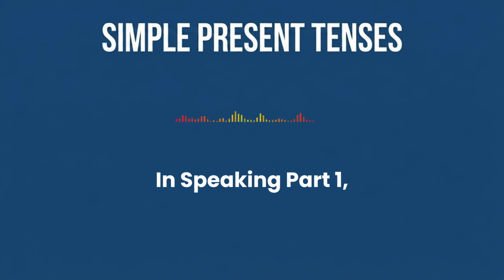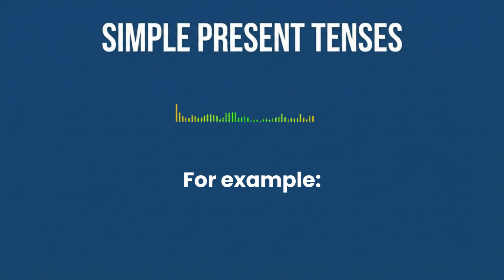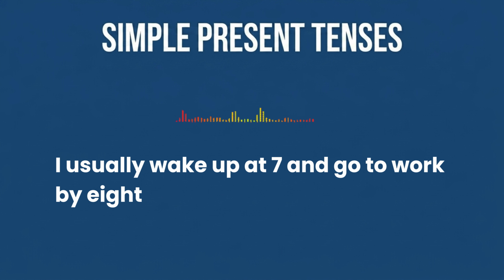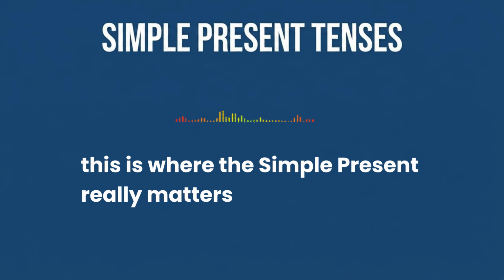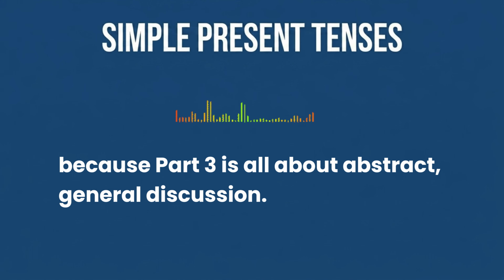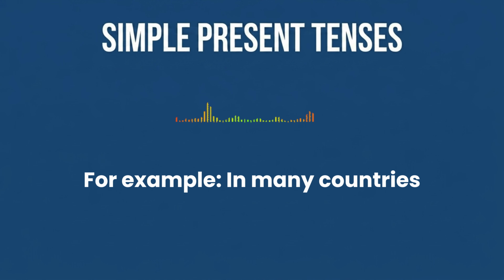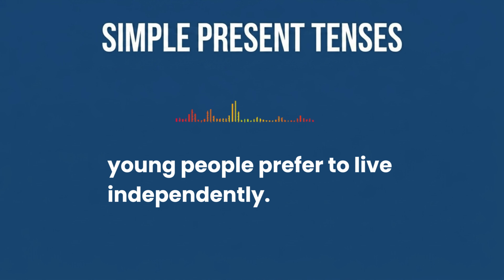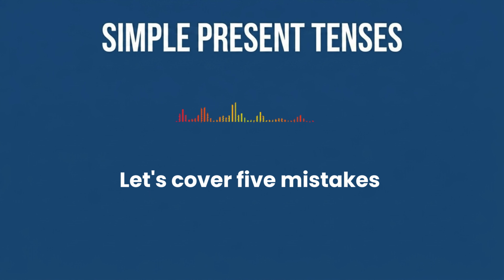In speaking part 1, you'll use it for personal habits and routines. For example, I usually wake up at 7 and go to work by 8. And in speaking part 3, this is where the simple present really matters if you want a high band score, because part 3 is all about abstract, general discussion. For example, in many countries, young people prefer to live independently, or technology plays a huge role in how people communicate today.